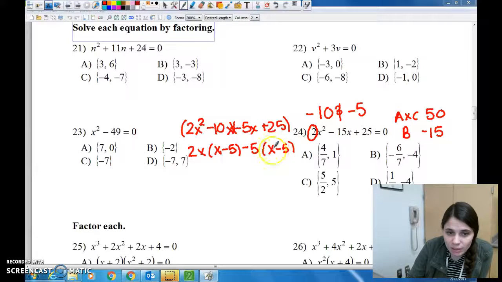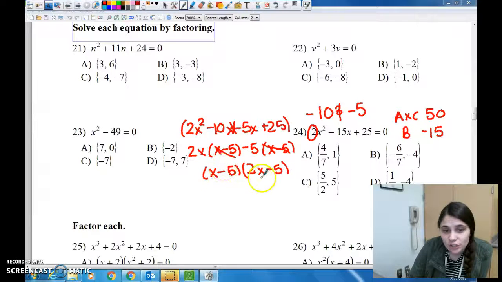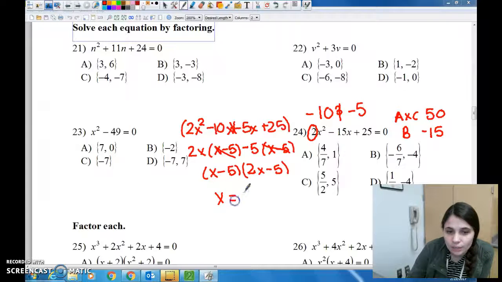And then fortunately my parentheses match. So my first factor is x minus 5, because that was my parentheses terms. And then my second factor is the 2x minus 5, because that's what was left. And then if I set each of those factors equal to 0, just like I did in the other ones, I end up with x equals 5 and x equals 5 halves, which is option C.